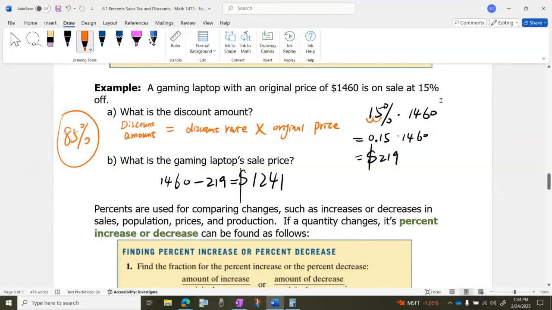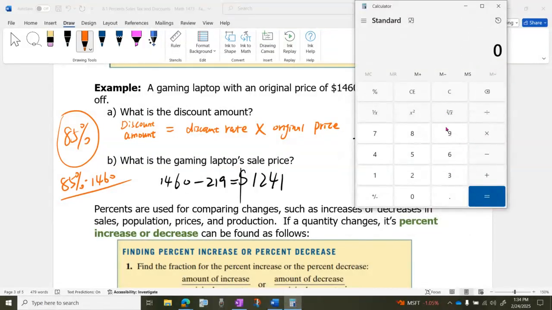So instead of thinking about how much money I save, I only care how much money I end up paying, right? So I'm going to pay 85% of the original price, $1,460. Let's use a calculator to figure out how much that is. 85 per cent, divided by 100, that's 85%, and then multiplied by $1,460. $1,241. So we don't really care how much we save.